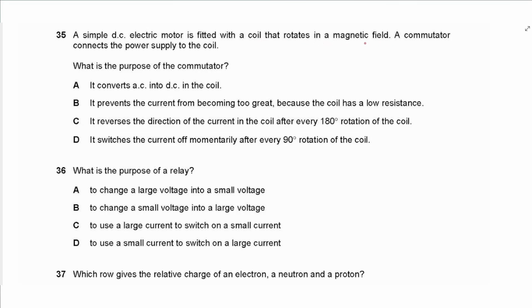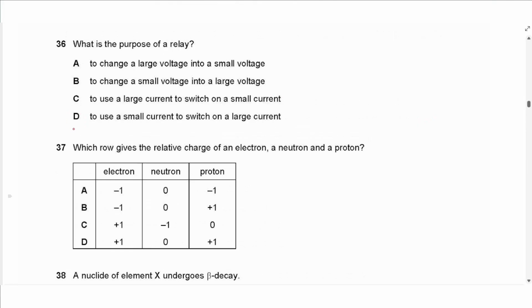Question 35 says a simple DC electric motor is fitted with a coil that rotates in a magnetic field. A commutator connects the power supply to the coil. What is the purpose of the commutator? It reverses the current in the coil every half cycle. So it converts AC to DC? No. It prevents the current from becoming too great? No. That would be a fuse or a circuit breaker. It reverses the direction of the current in the coil every 180 degrees. That would be half a cycle. So this is the correct choice. So we choose C.